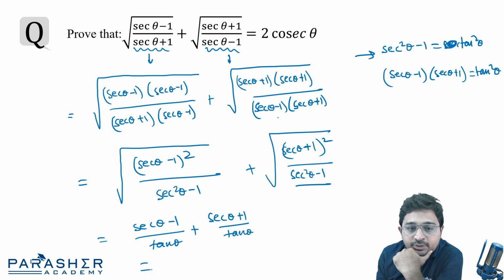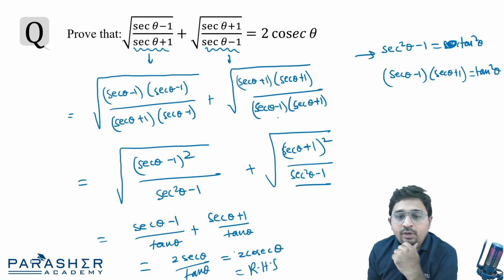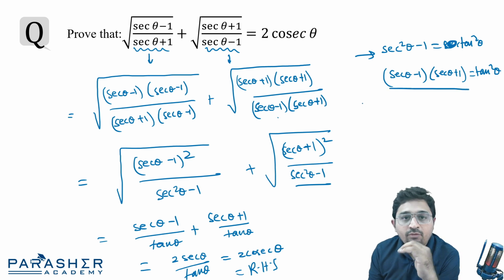And if I simplify this, you are going to get 2 secant theta by tan theta, which on simplification you will get 2 cosecant theta. And that is equal to RHS. Right? Imagine if you don't remember this and you try to convert it to sine and cos. You might get the solution eventually, but instead of 5 minutes, it might take 20 to 25 minutes to solve it. And we know our time is precious during an exam.